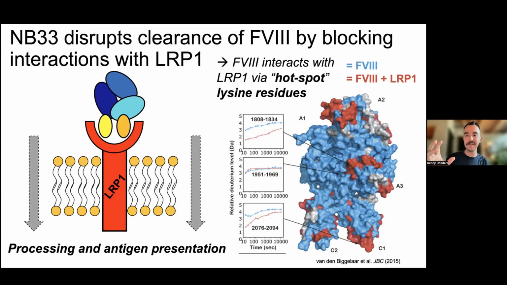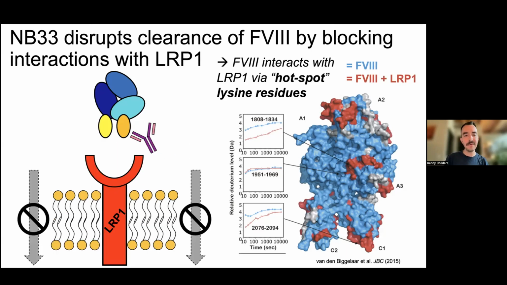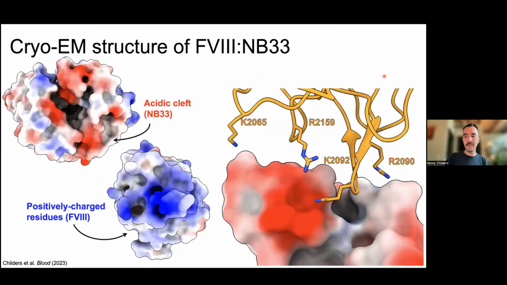It's going to bind to those lysine residues, and it's going to perform endocytosis on factor VIII and remove it from our bloodstream. And it turns out that when we bind factor VIII to NB33, it actually blocks binding of LRP1, and it's going to allow factor VIII to continue to circulate in our bloodstream. So by binding NB33 to factor VIII, it increases the circulatory half-life of factor VIII. It's kind of interesting to think about. Now we can look at this structure that we just solved, and it actually turns out this antibody uses negatively charged residues to target those positively charged residues on the C1 domain.